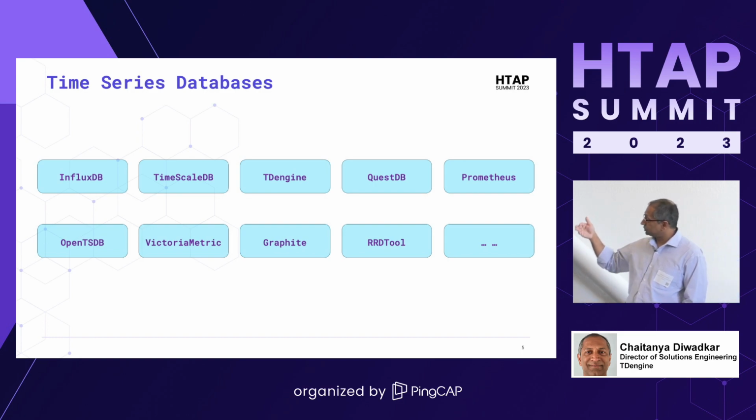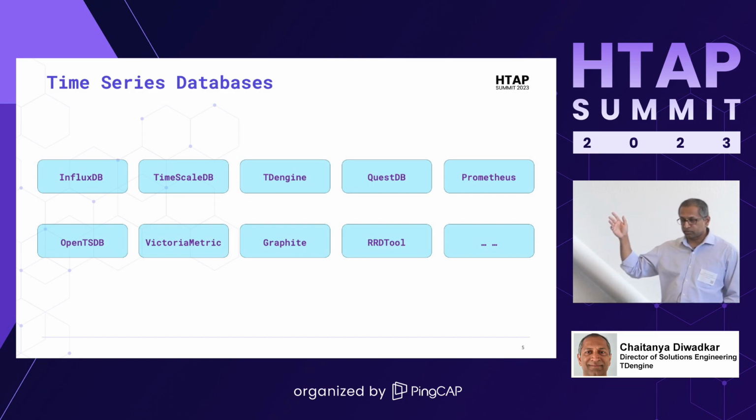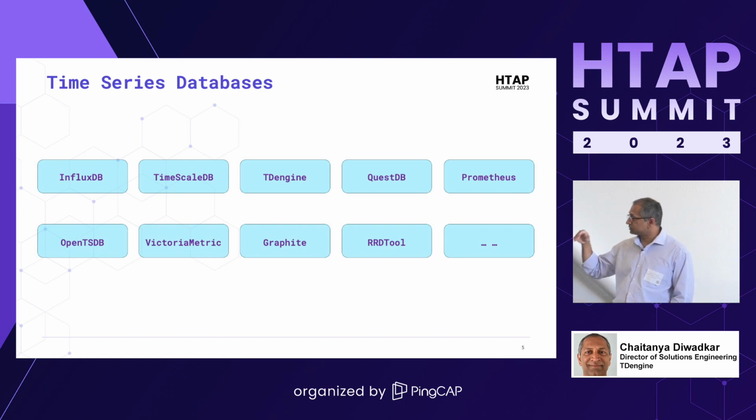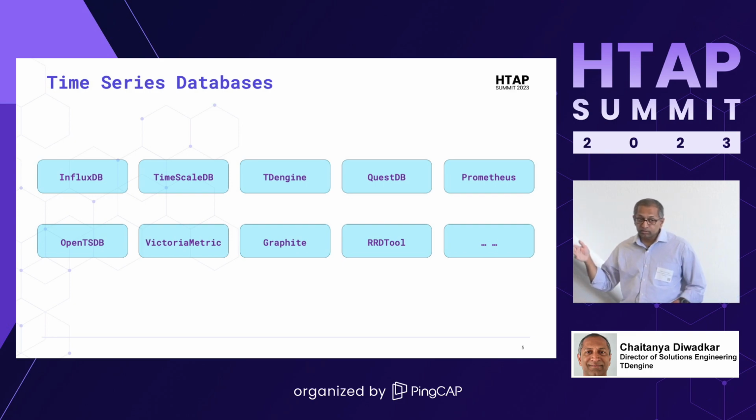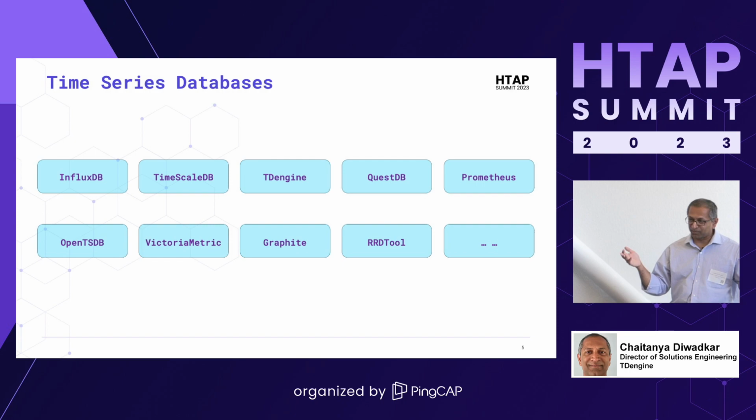There's us, TDEngine. QuestDB is another time series database that's based out of the UK. Everybody knows Prometheus. Victoria Metrics is very well known. RRD tool, if you've been around in the industry for a while, you're laughing. So anyway, if you've been in the industry for a while and you've done any sort of network monitoring, then you know RRD tool, right?